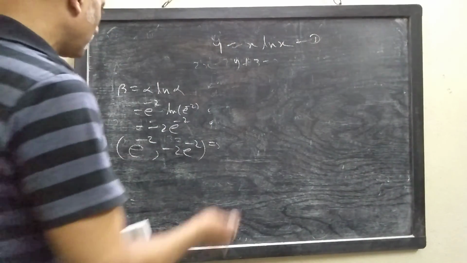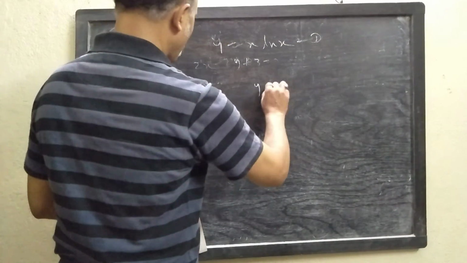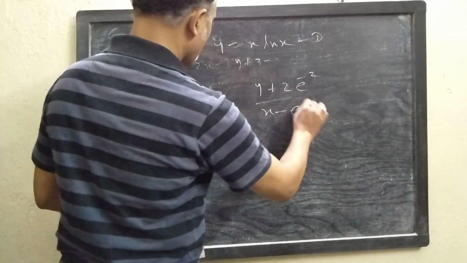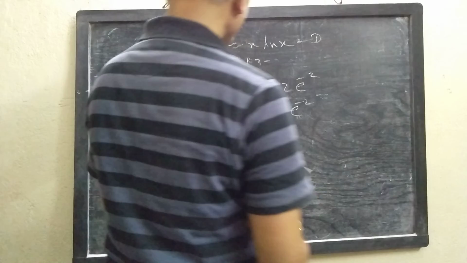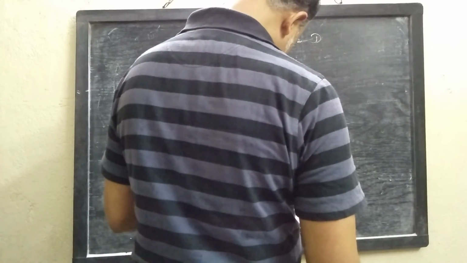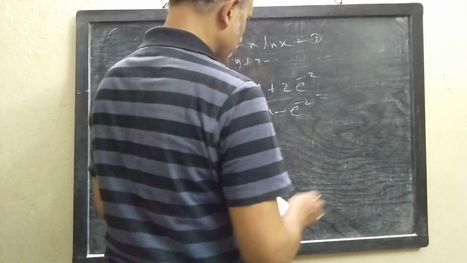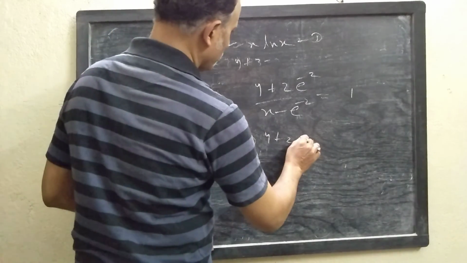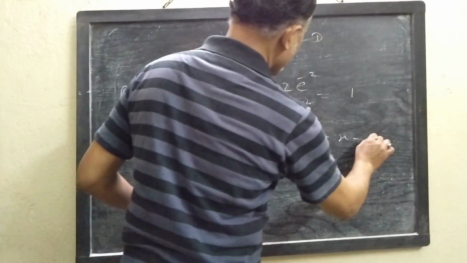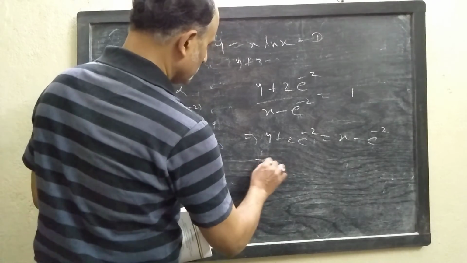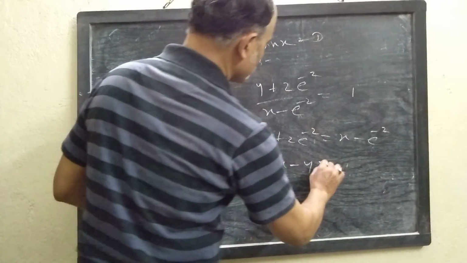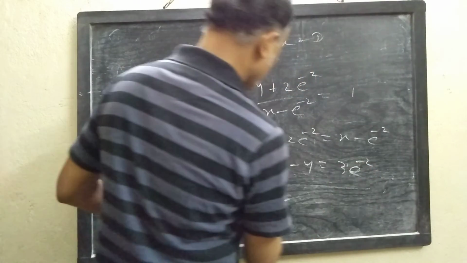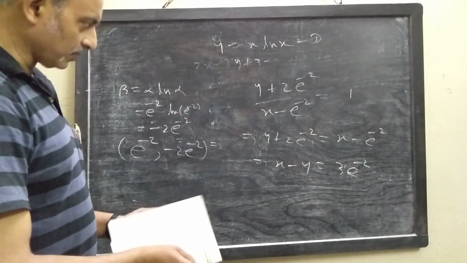The equation of the required normal will be (y plus 2 e to the power minus 2) by (x minus e to the power minus 2) equals the slope, which was 1. So you get y plus 2 e to the power minus 2 equals x minus e to the power minus 2, so x minus y equals 3 e to the power minus 2. This is the equation of the required normal.